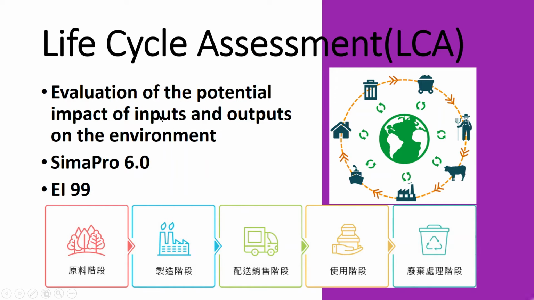And let's talk about life cycle assessment. We call that LCA. It will evaluate the potential impact of input and output on the environment. They use these two systems to evaluate the whole situation. Look at this picture. It begins from the raw material, and then we manufacture it, and then we sell it and deliver it, and we will use it and then throw it away like garbage, and we will evaluate and make sure it's good or bad.